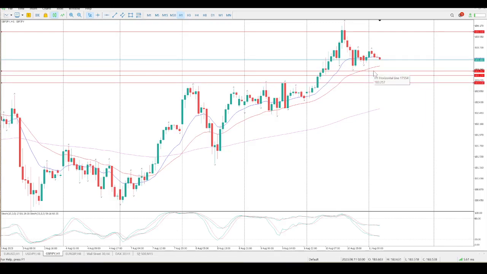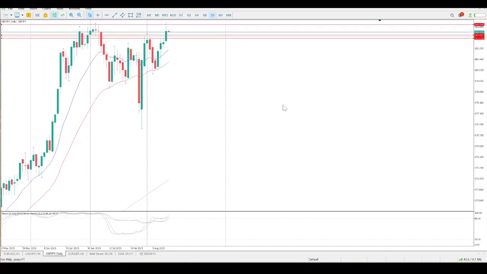You're looking for support of 183.257, 183.170, and also 183.018. You can get some support off there. There's a strong possibility we can get another move to the upside. The downside of this picture at the moment is this was a bit of a strong rejection here on the daily. You can see sort of the tail's half the size of the whole candle.